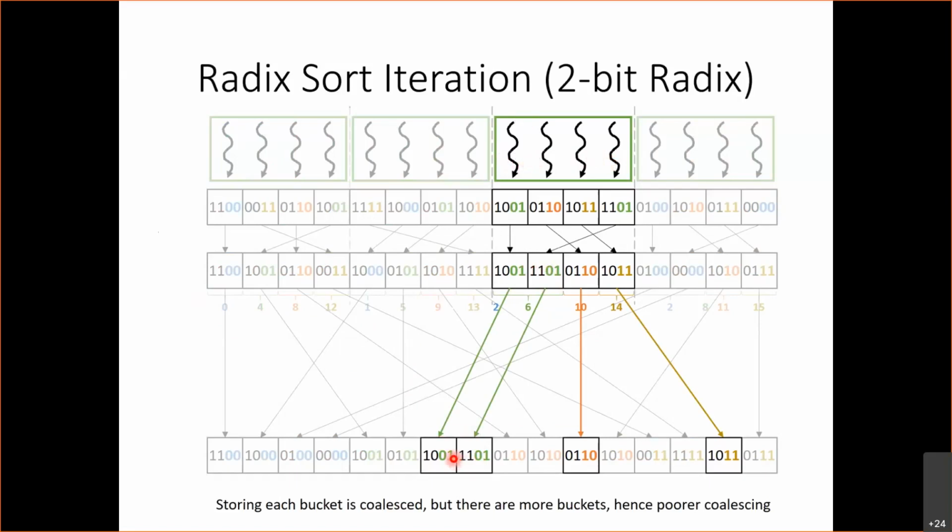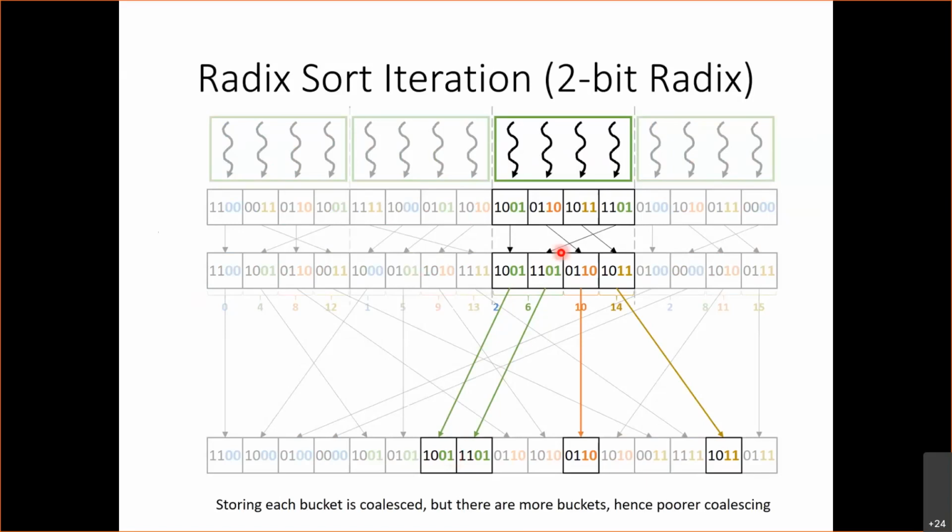Sorry, I just wanted to say that if we go too far, there will be a decrease in coalescing if we increase the radix. Absolutely, and that's exactly the point. The more we increase the radix, the fewer iterations we have, however, the worse our coalescing becomes.